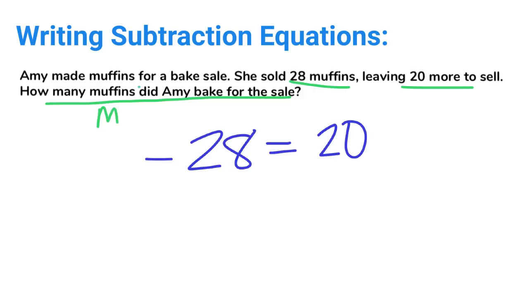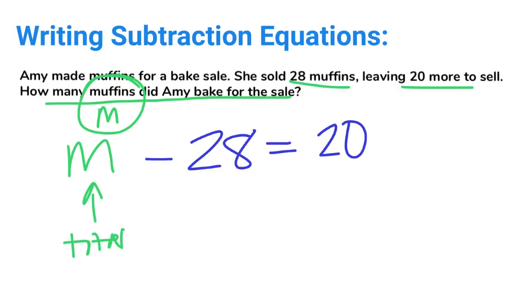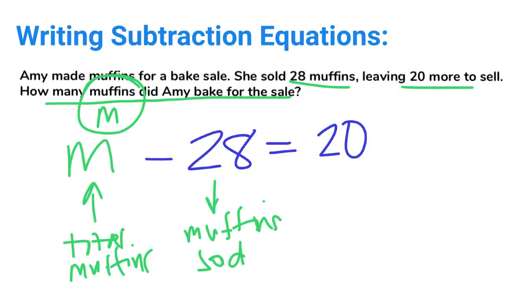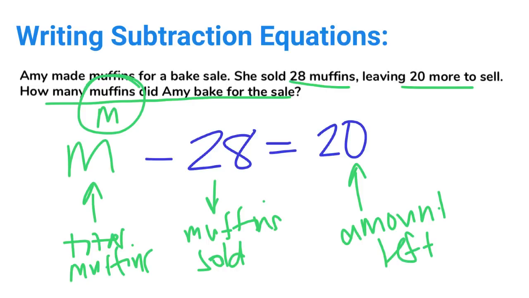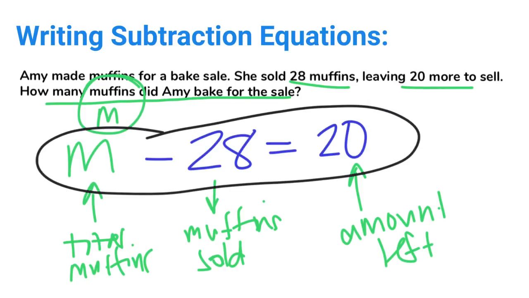From there, my question is how many muffins did Amy bake for the sale? I'm going to use the letter M to represent the muffins that are missing, and I'm going to replace that at the beginning. So that would tell me that my total muffins minus the muffins sold equals the amount left. So this kind of breaks it down for you. This M minus 28 equals 20 would be our final subtraction equation for this example.